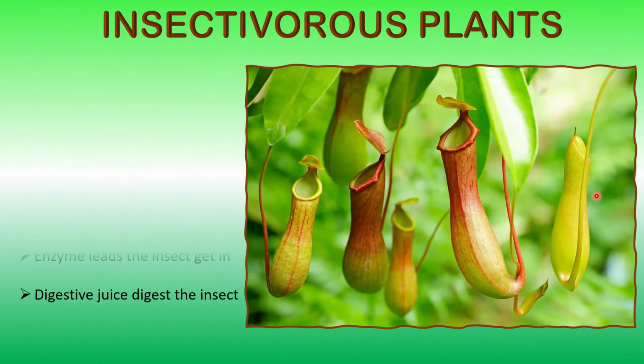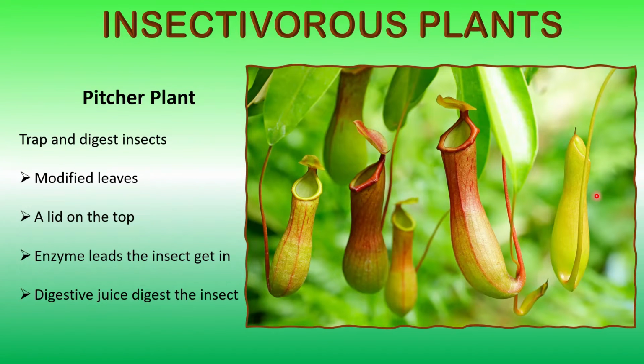Insectivorous plants. Insectivorous plants trap and digest insects. We will take the example of the pitcher plant. In this picture, you can see the pitcher plant. The leaves are modified to form a pitcher so that it can trap and digest insects. The lid on the top is to prevent rainwater from coming in.